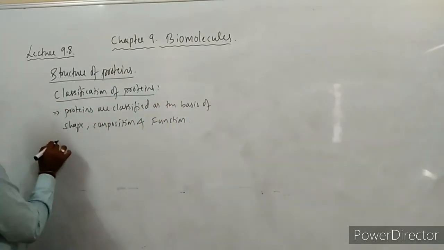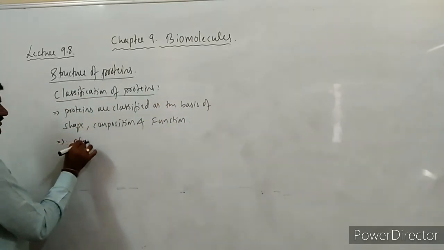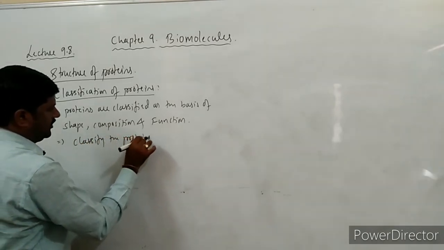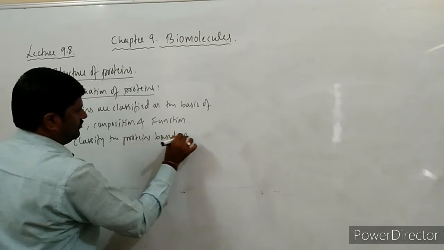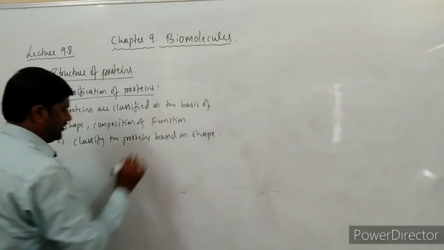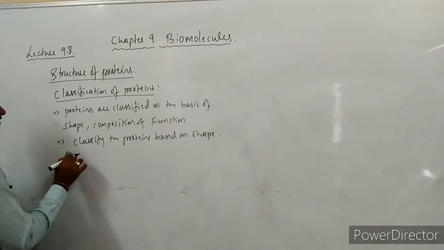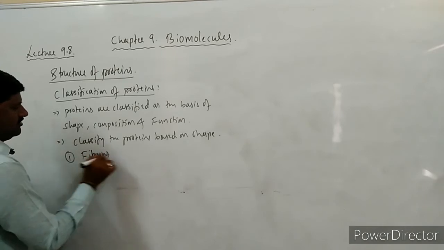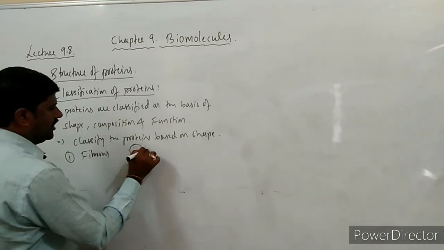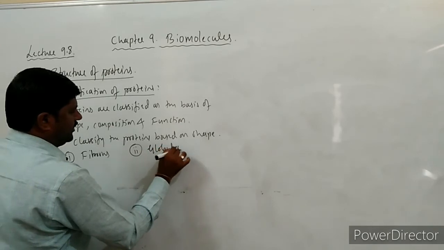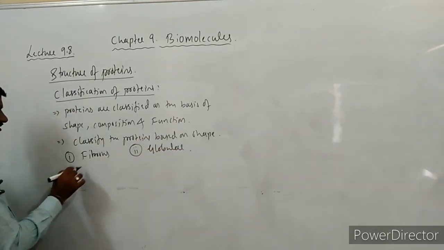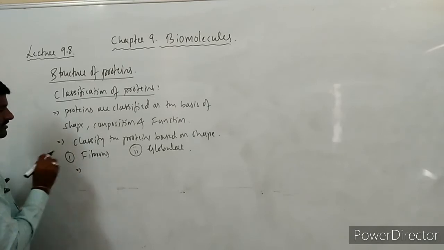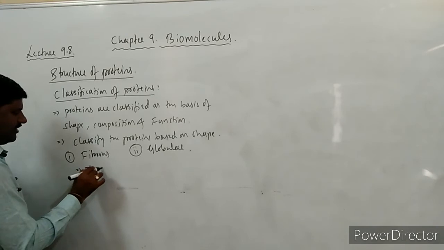They have been classified. First of all, we classify the proteins based on the shape of these proteins. There are two shapes that we come across over here. One is fibrous in shape and the other is globular in shape. First one, fibrous shaped proteins. These are non-enzymatic one.